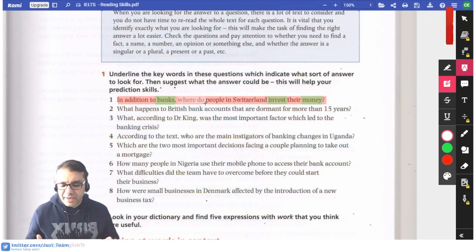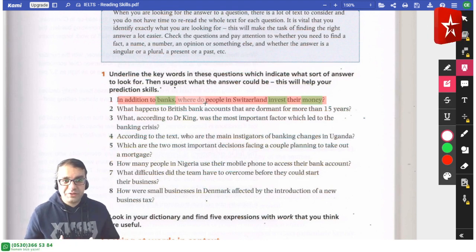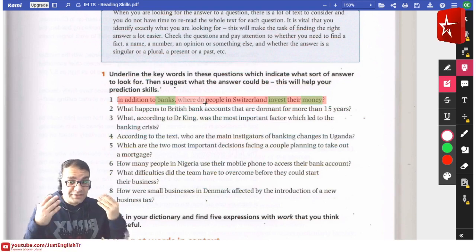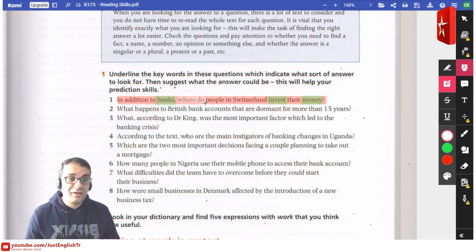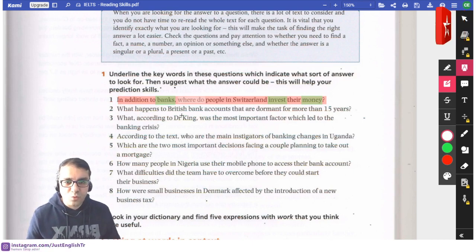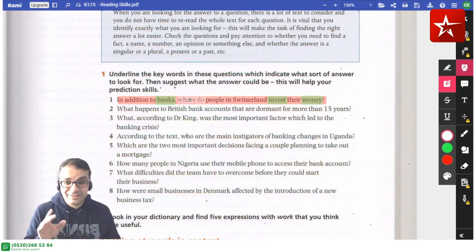So when you search for the banks, it means the paragraph has many bank words, repeated words. Invest has many related investment words. Money is repeated many times. So you don't know exactly where the answer is; there will be many answers for you. You have to find something not related to the repeated words. So what we have is: where do people in Switzerland? The where is the location, and you will find one specific location in the paragraph, and that is the answer. You understand me now?